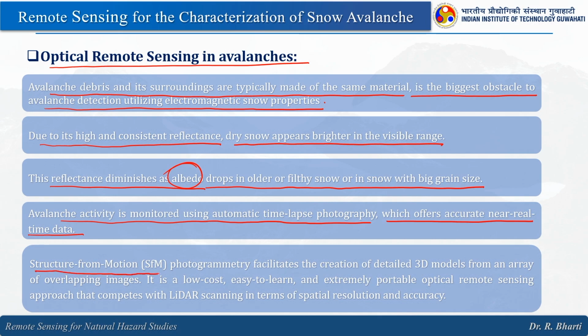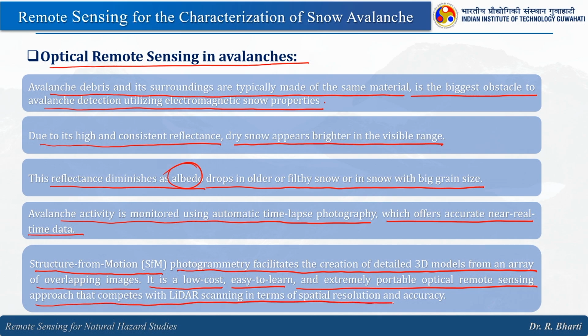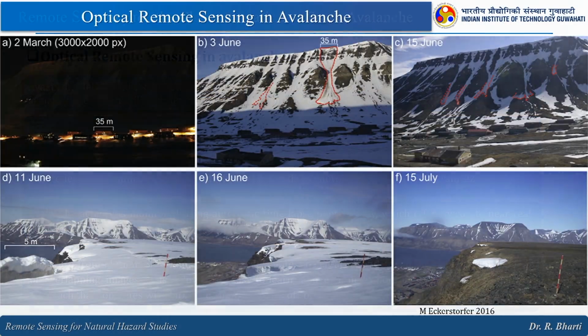Structure from motion, SFM, photogrammetry facilitates the creation of detailed 3D models from an array of overlapping images. It is a low cost, easy to learn and extremely portable optical remote sensing approach that competes with lidar scanning in terms of spatial resolution and accuracy. So, earlier we had only lidar scanning, but nowadays we also have the portable optical remote sensing approach, where we have very good spatial resolution and accuracy.